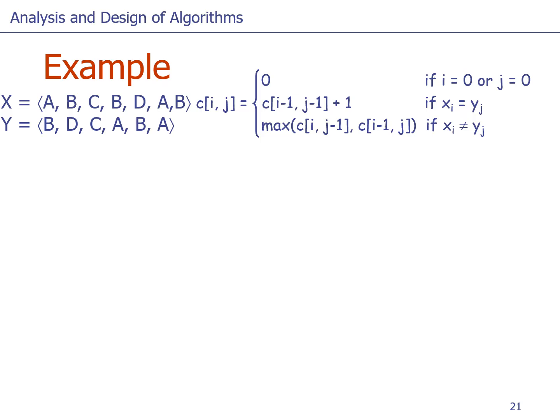So there's the B appearing in the first location in Y, matched with the B in the second location in X, and then there's the C, and then there's the A, and then there's the B. So the number of common letters is 4.